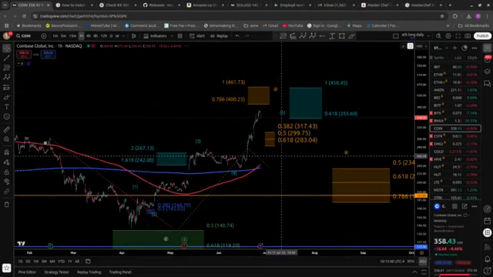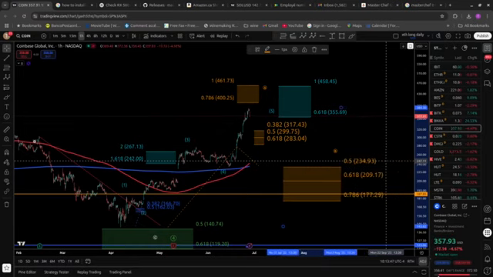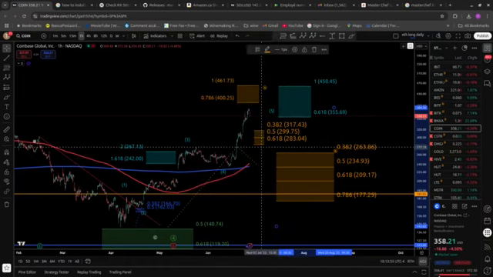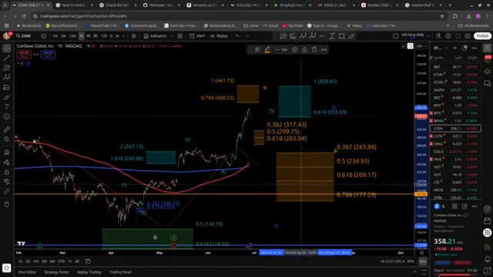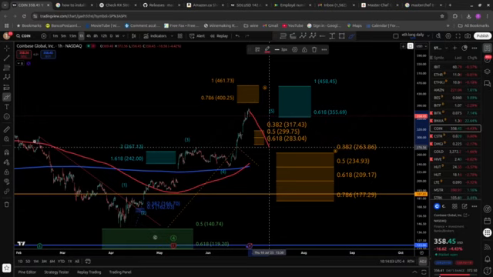Also, let me check here. I think that's a little bit too far. Just want to add the 0.382. This would be a nice level if we initiated this correction. It could be very possible that the A wave could go near the 0.382 and do something like that.